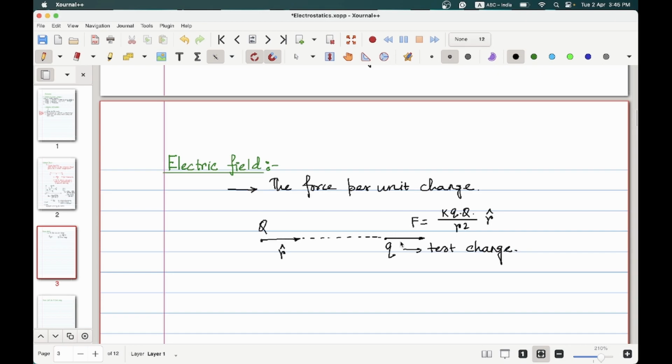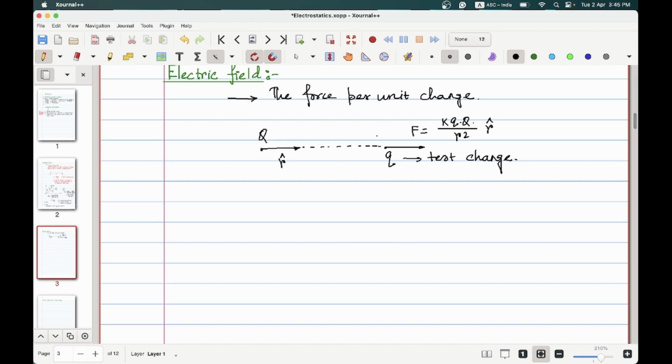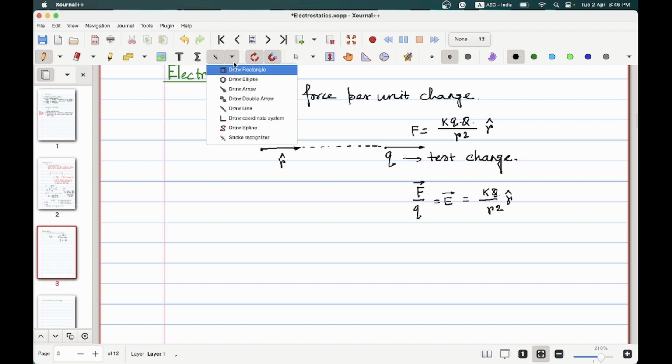Now what is the force per unit charge? That is F by q. So we are dividing a vector by a scalar quantity, and we get another vector quantity, that is equal to KQ by r square. So this is the electric field due to a point charge.